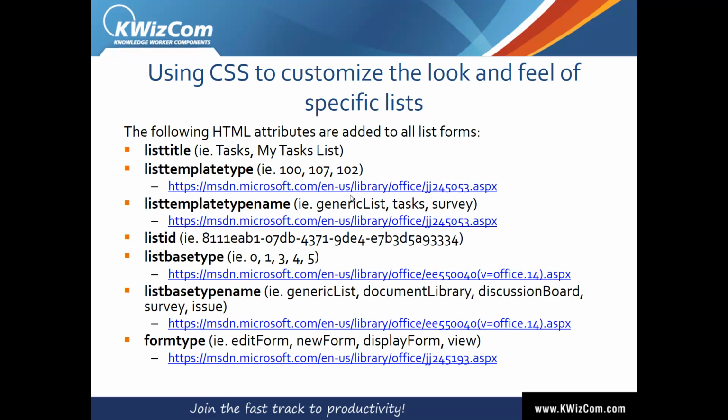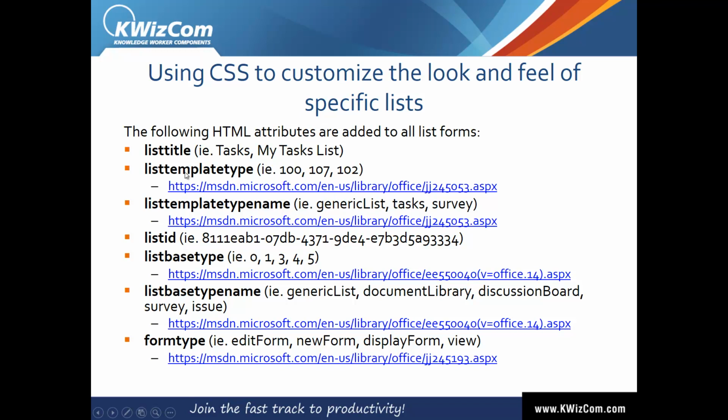Now, you can also do the same thing with lists. You could target lists and scope your CSS rules to lists. Again, we add a bunch of metadata to each list form, we add the title, the template type name, the ID of the list, the base type name, and the form type.